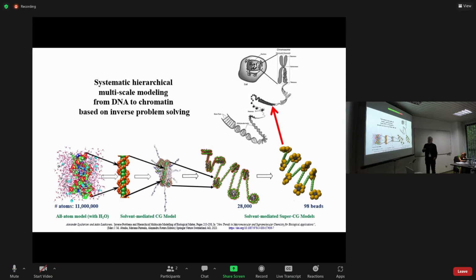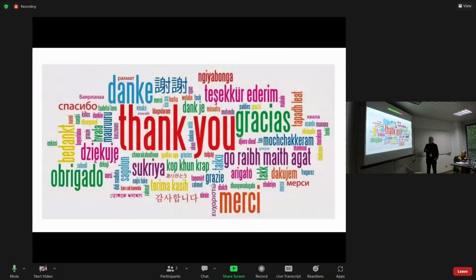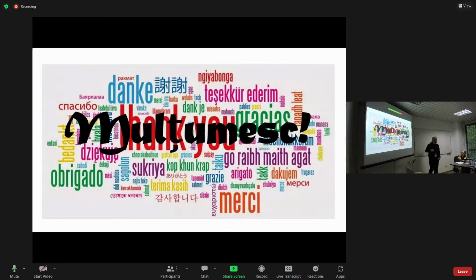So this should be a very good example of systematic hierarchical multiscale modeling from DNA to chromatin based on solving inverse problems. So this is my last slide also. So thank you very much.